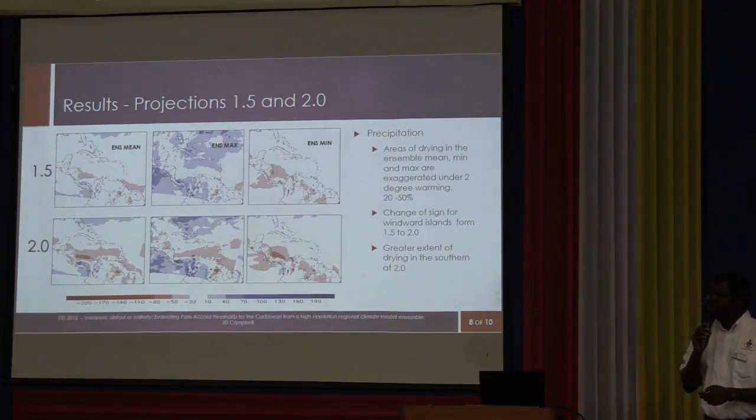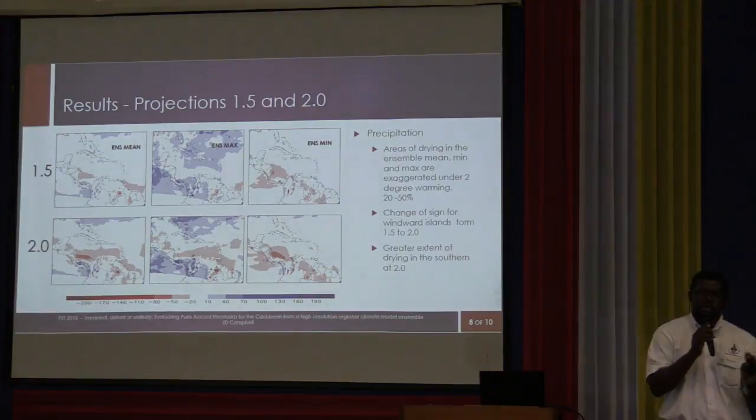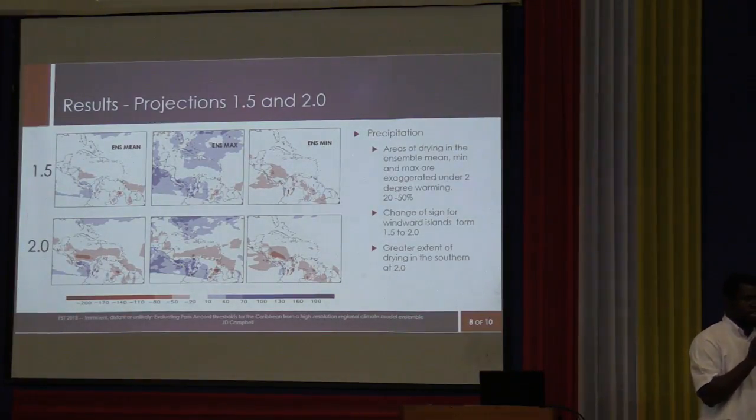The key thing to note is that whereas you see limited or no red in this one, you come down to 2 degrees and that's a change in sign. So it's suggesting that the difference between 1.5 and 2 could very well be a change in the projected sign of rainfall that we're expected to get. So instead of an increase in rainfall, we may very well end up getting a decrease.